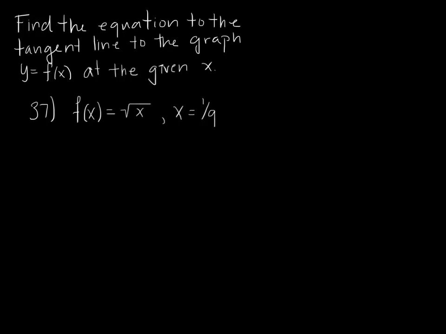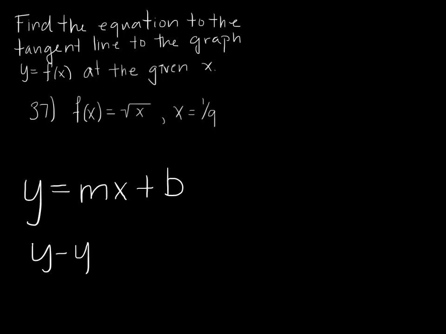In problem 37, we want to find the actual equation to the tangent line. So when doing a problem like this, it's important to remember that since we're finding the equation of a line, it's nice to start with the formula for a line in either point-slope form or slope-intercept form. So point-slope or slope-intercept form, or point-slope form. And let me change this to a 1.